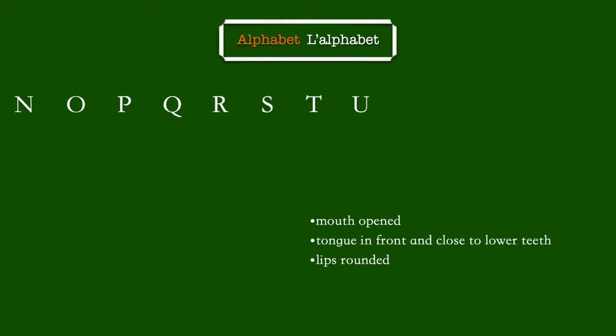Another letter where the pronunciation changes a lot compared to English is U. In order to pronounce it correctly, you need your mouth to be open normally, your tongue close to your lower teeth, and your lips rounded.